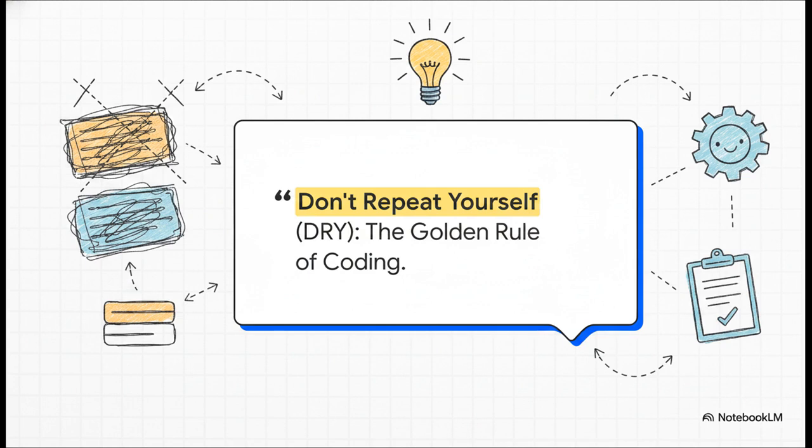It really all boils down to this incredibly famous principle: DRY, don't repeat yourself. Seriously, this is the golden rule of coding. Whenever you find yourself typing the exact same thing more than twice, stop. You should refactor your code, which just means rewriting it, to use a function instead. It saves you time, it prevents spelling errors, and it just makes your code so much more elegant.